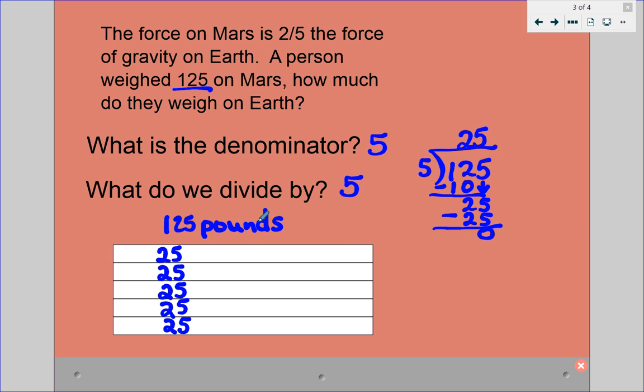Now, 2/5. So I want to take 2 out of the 5. So 1, 2. So 25 and 25, that's 2/5. I have 2 pieces out of the 5 pieces. So 25 and 25 gives me 50. So 50 pounds.